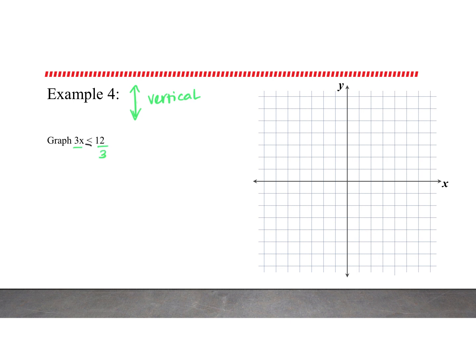So if we divide both sides by 3, we get x is less than or equal to 4. And it is a positive 4, so make sure you put it on the positive side. 1, 2, 3, 4. Our symbol that we were given is less than or equal, which means that this is going to be a solid line going up and down.